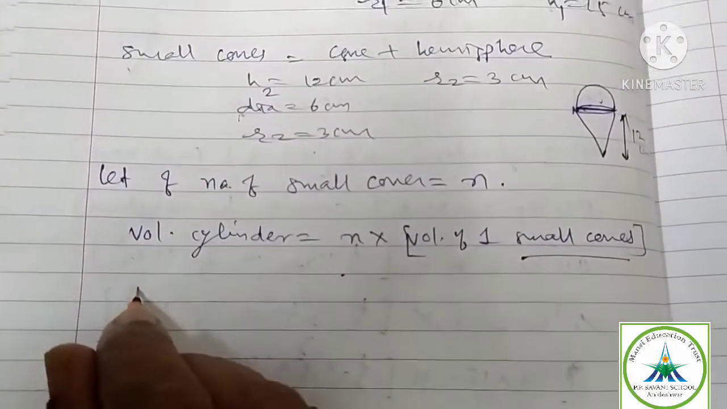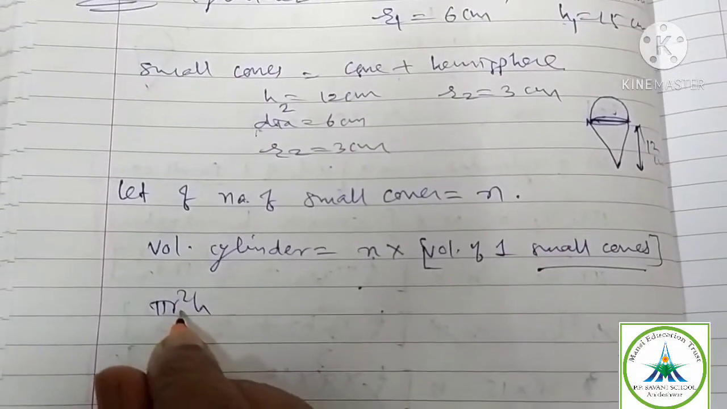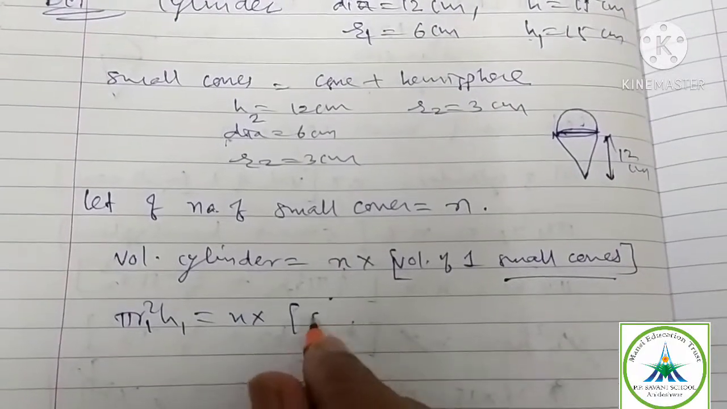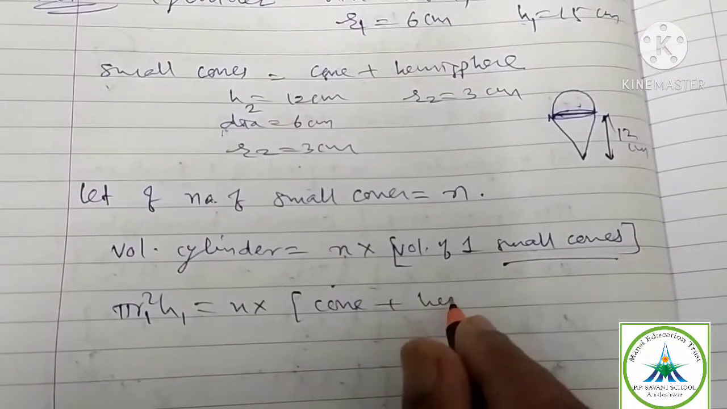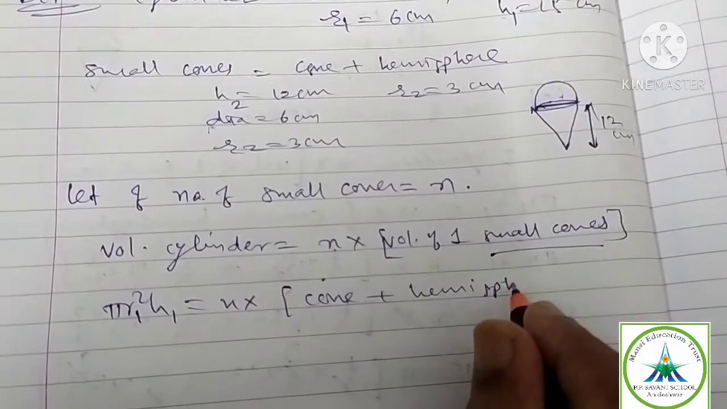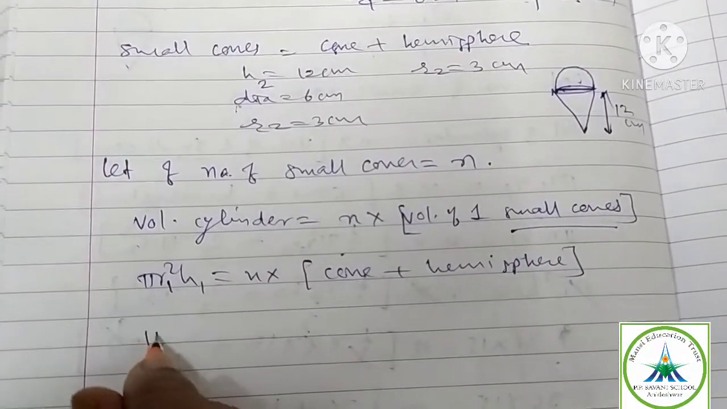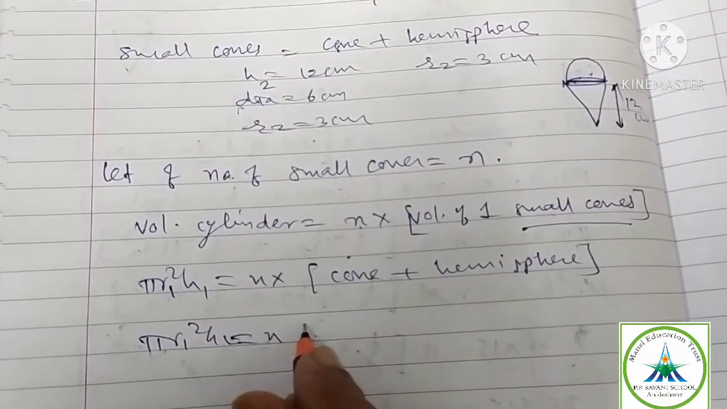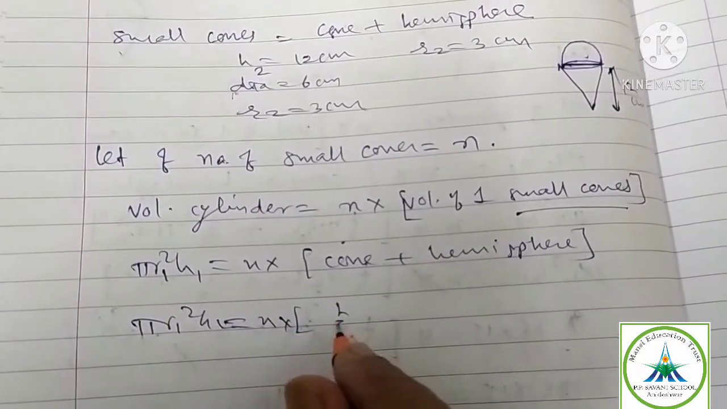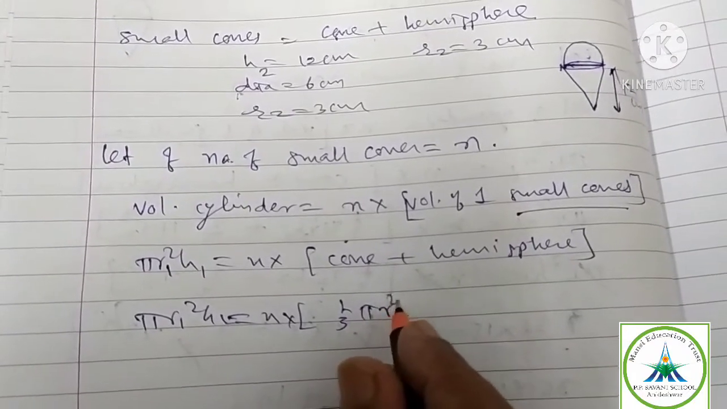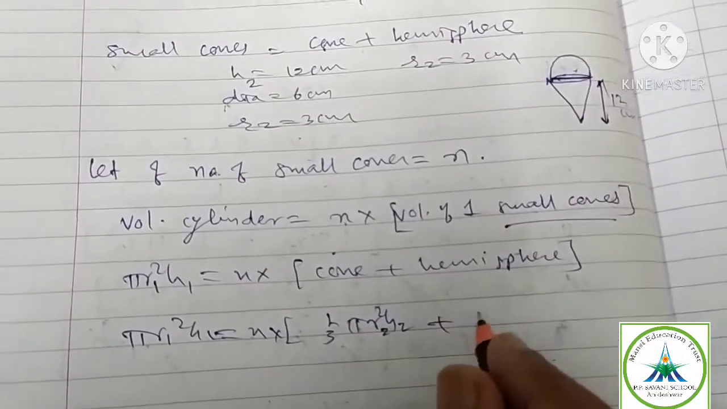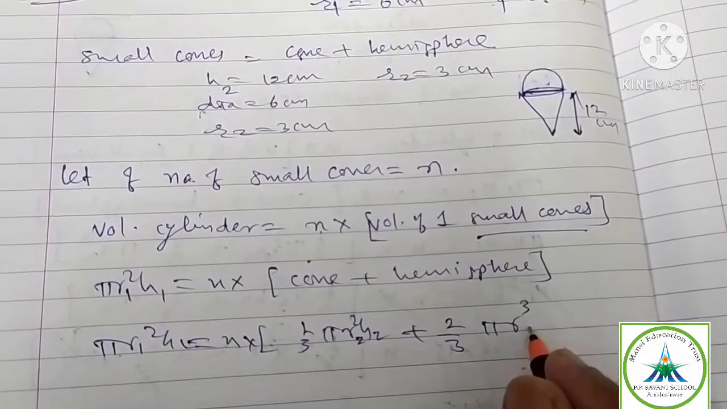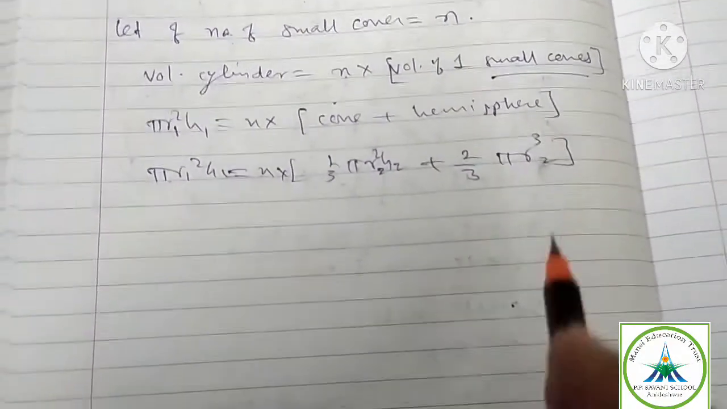So volume of cylinder, what is the formula? Pi r square h, that is pi r1 square h1. N multiplied by what is small cone? That is cone plus hemisphere. Now we will write the formula: pi r1 square h1 equal to n bracket, cone is 1/3 pi r2 square h2 plus 2/3 pi r cube. This is also r2 because radius of hemisphere is equal to radius of cone.